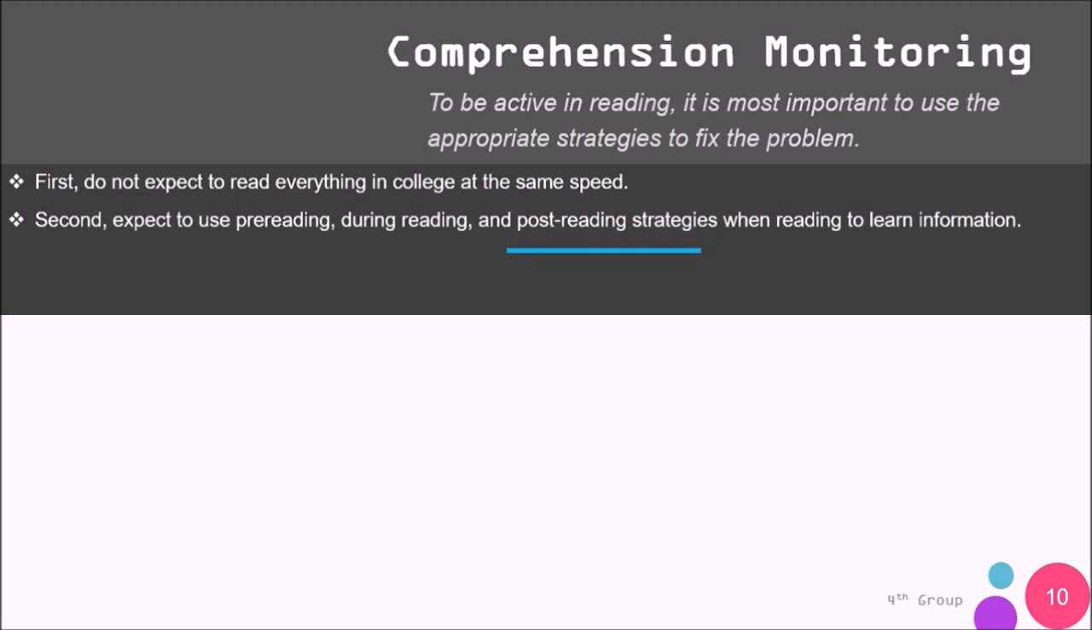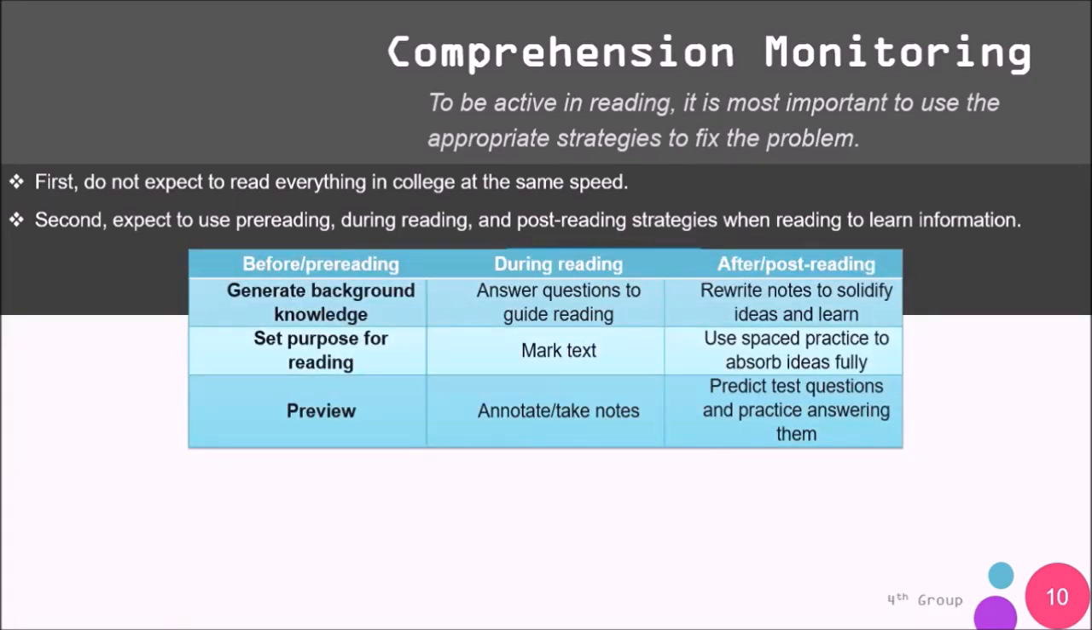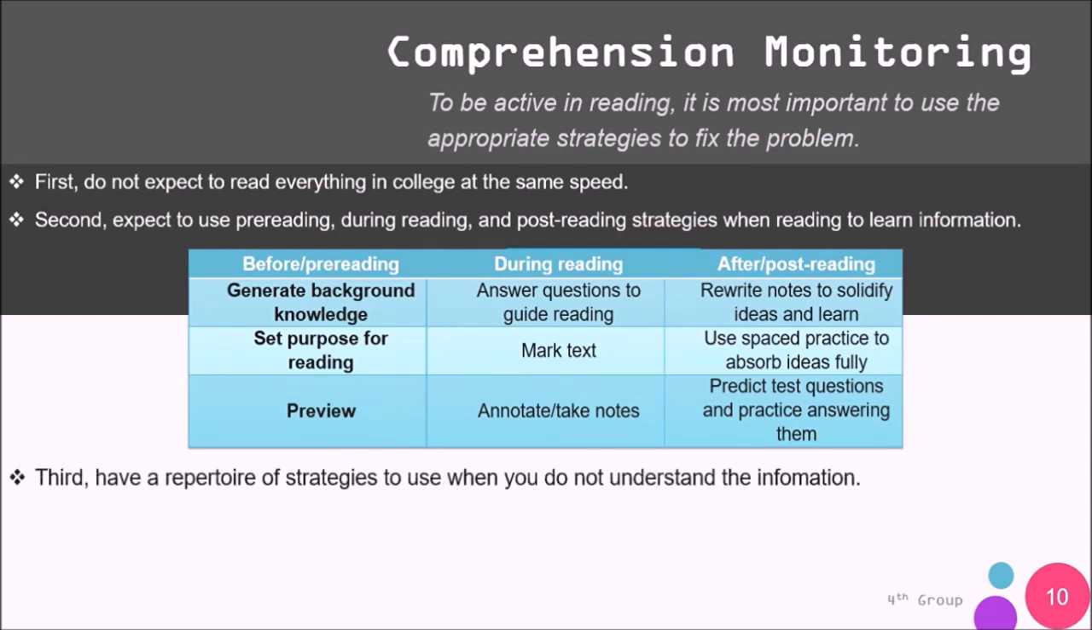Comprehension monitoring. To be active in reading, it is most important to use the appropriate strategies to fix the problem. You have to know what to do about not understanding what you are reading to begin to grasp the ideas. First, do not expect to read everything in college at the same speed. Second, expect to use pre-reading, during reading, and post-reading strategies when reading to learn information. The example is like on the table. Third, have a repertoire of strategies to use when you do not understand the information.